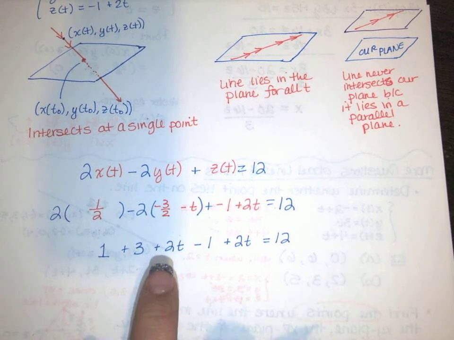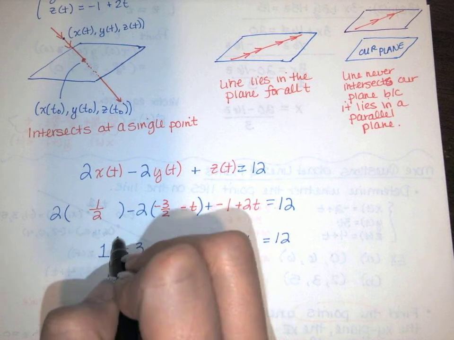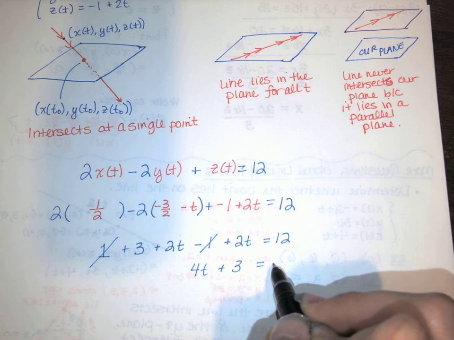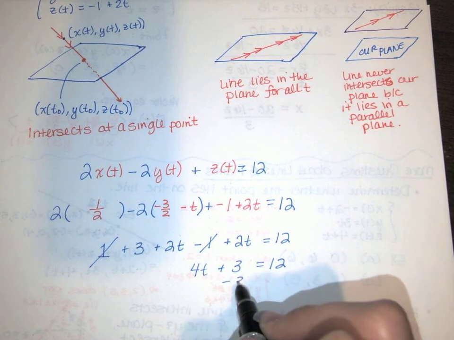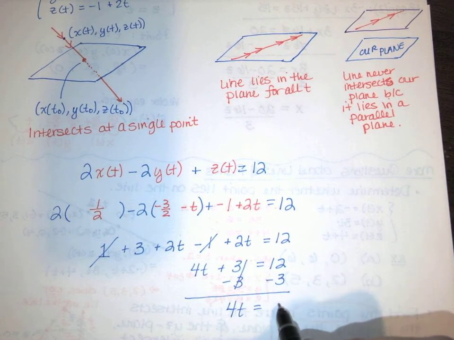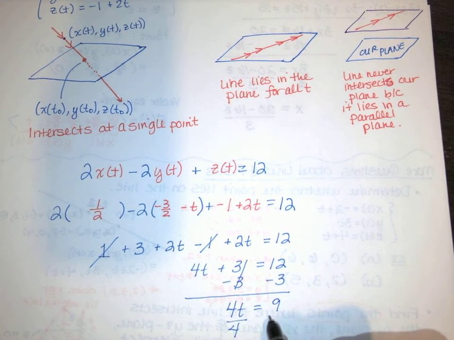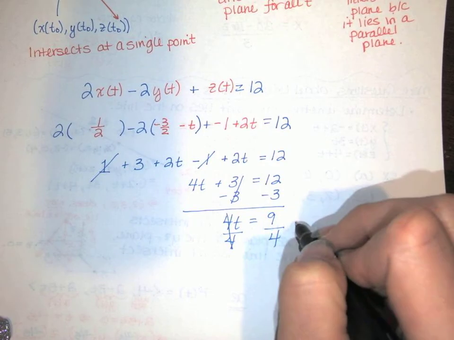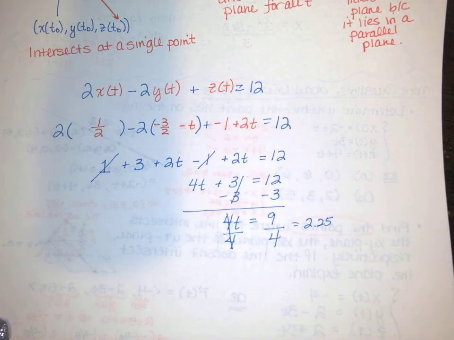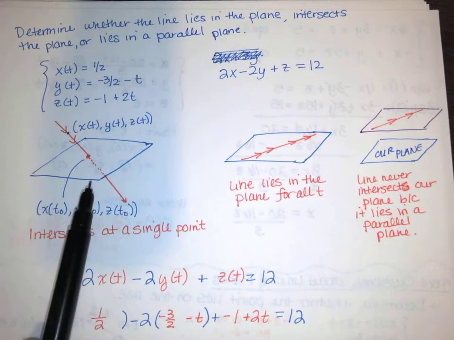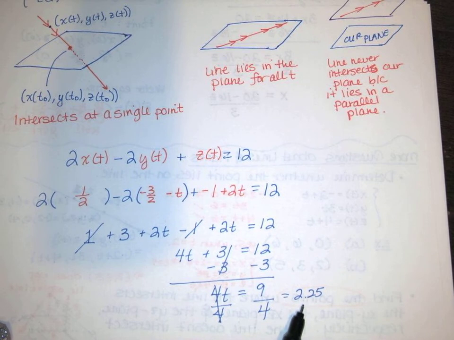All right, so I've got a 1 and a -1. Those are gone. So this side reduces to 4t plus 3 equals 12. Okay, so subtract 3 from both sides, and we get 9. Divide both sides by 4. We get t equals 9/4, so that's 2.25. So there is one moment when this line crosses this original plane, and that apparently happens when t equals 2.25.